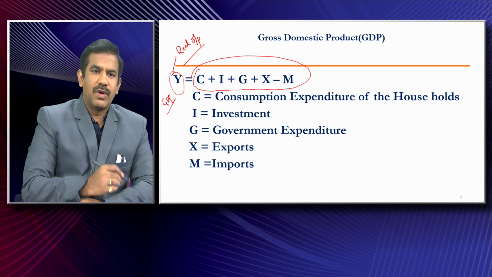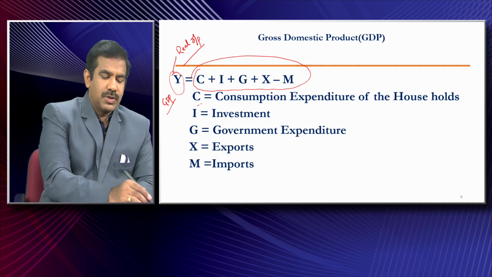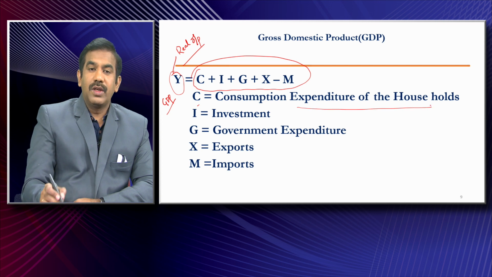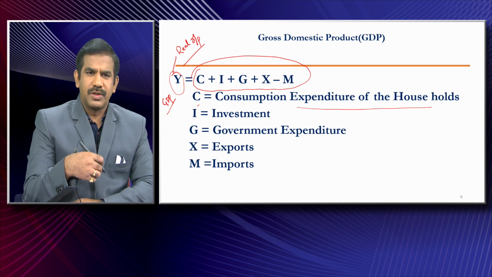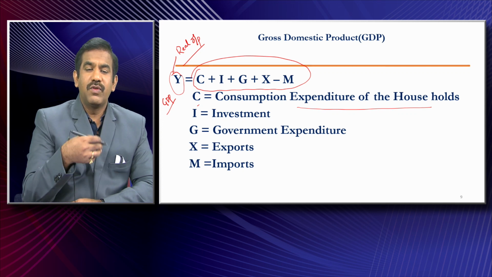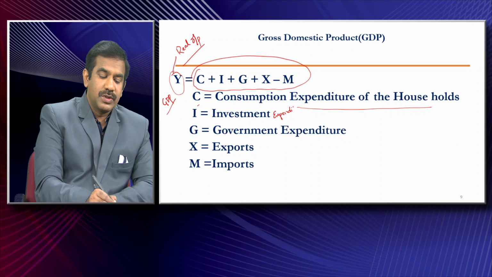And how would you compute the GDP? Using this very simple formula: C plus I plus G plus X minus M. What does C correspond to? Consumption expenditure of all the households. Households are the ones who own the means of production: you, me, your family, my family. So the expenditure that we households make on our needs, wants, necessities, or luxuries, any expenditure, that is C. And I is the investment expenditure of the firms which produce various goods and services.